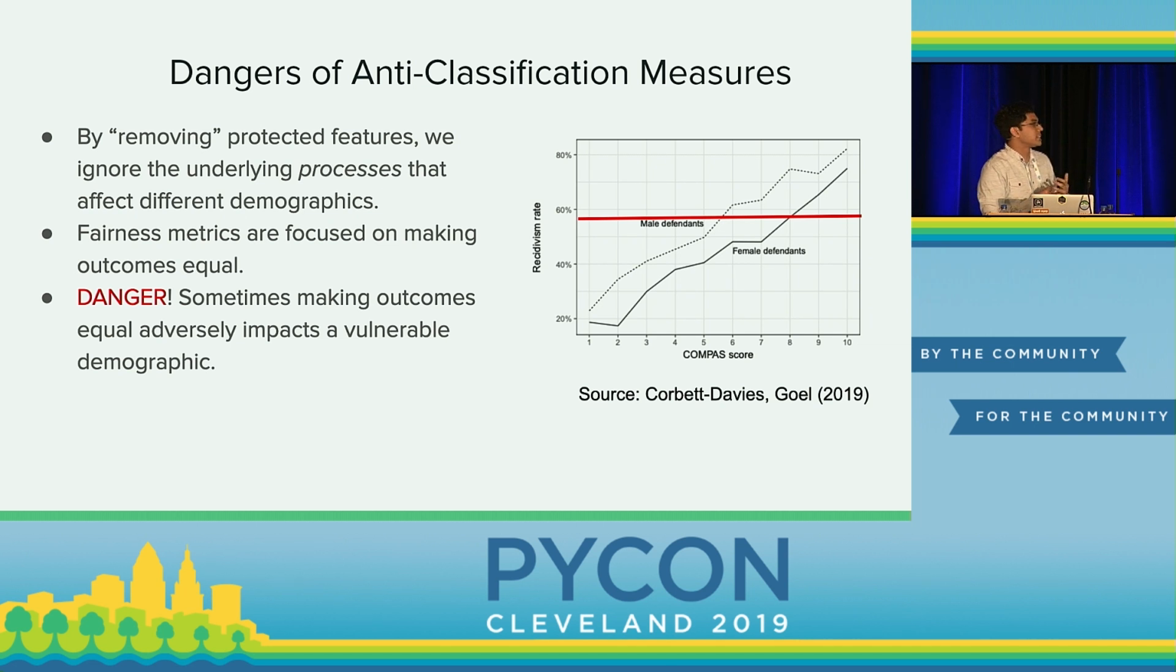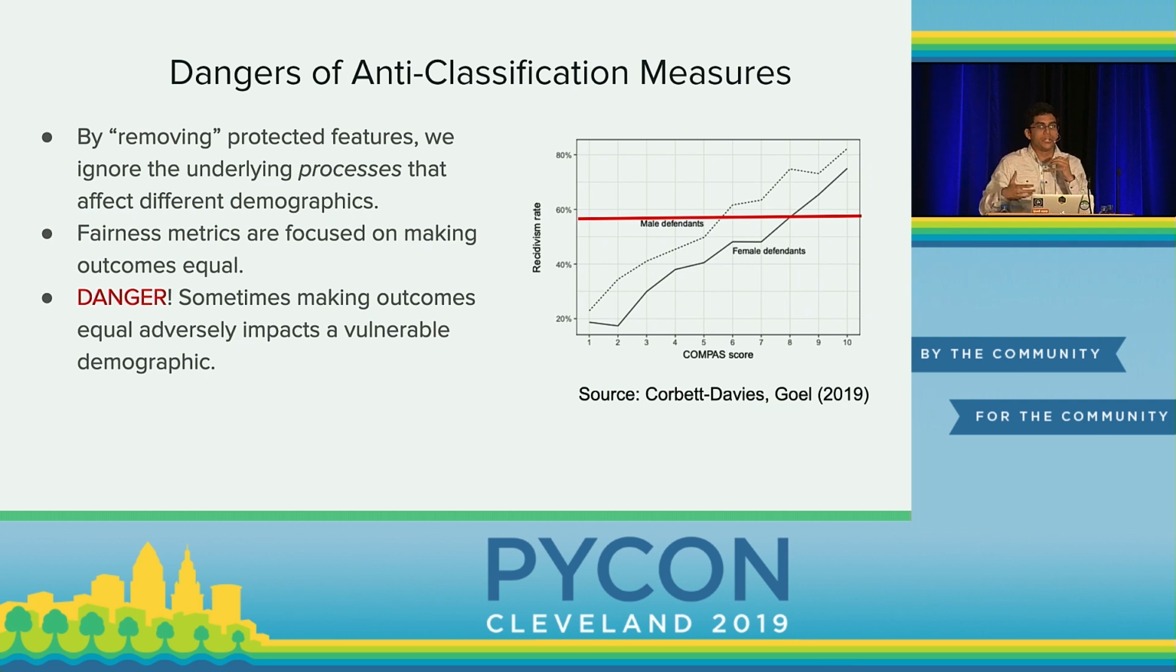One example of this danger is prison recidivism. When you're a prisoner and you're a defendant, do you get released on bail or not? How prison recidivism works is there's this algorithm, COMPAS. It gives you a score between 1 and 10, which is sort of how risky it is to let you out.